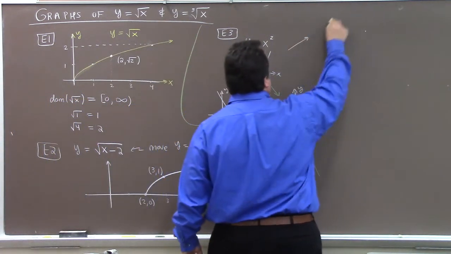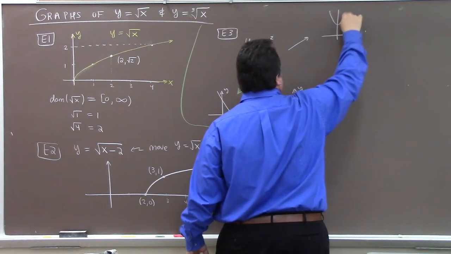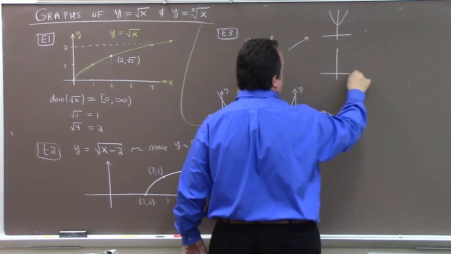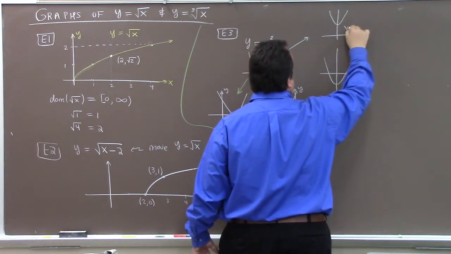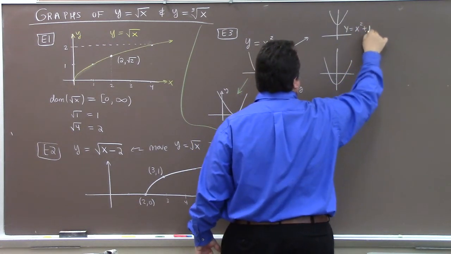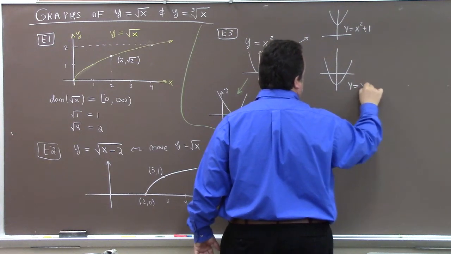On the other hand, we have this one or this one. This is y equals x squared plus 1. This is y equals x squared minus 1.